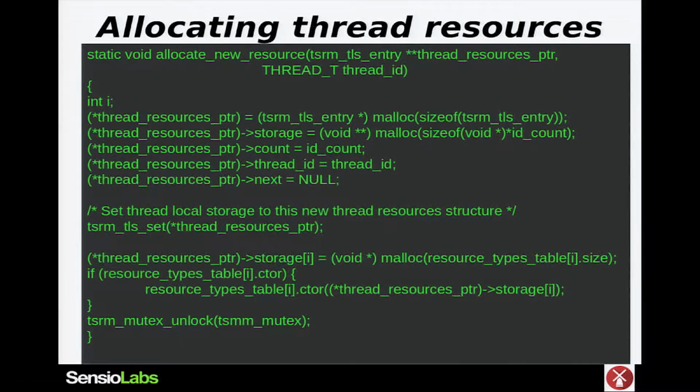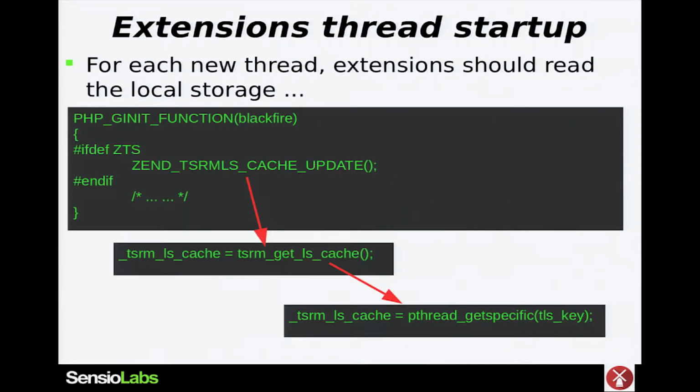So PHP is well optimized when used under threads because it does not need to lock the memory every time it must access in read or in write the memory. It's been prepared before. That's why PHP is fast nowadays, okay? So extension thread startup is easy. For each new thread, extensions should read the local storage. So this is what we call global init, okay? The GINIT function, globals initialization, okay?